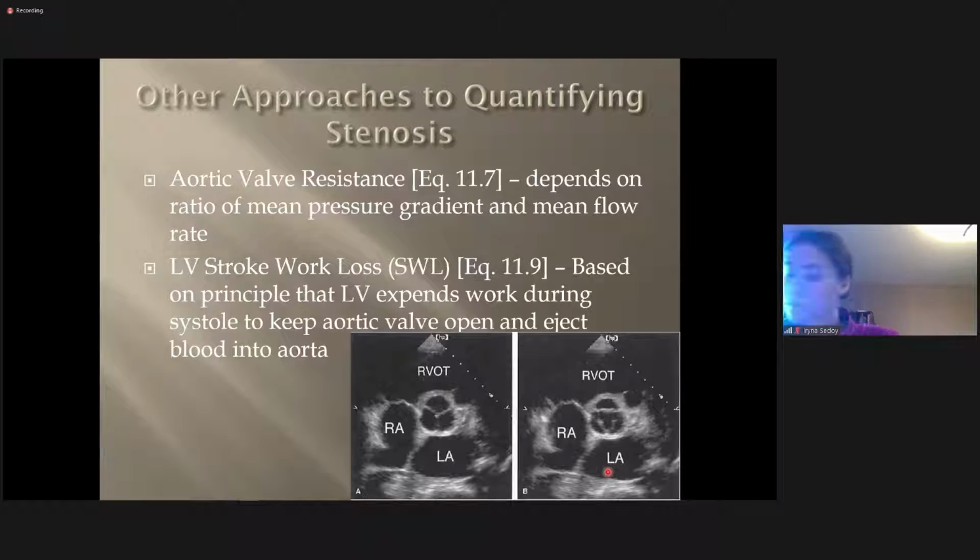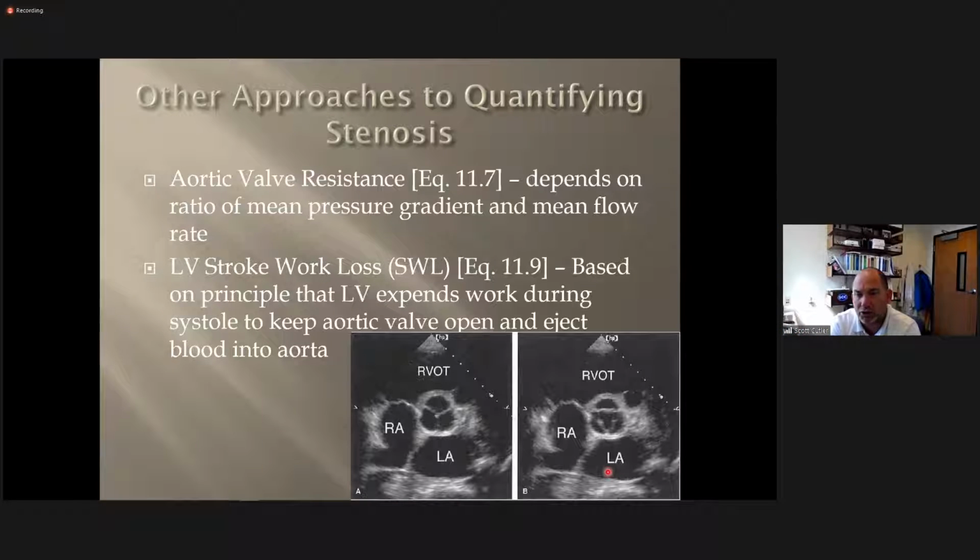Okay, so what are the other approaches to quantifying stenosis? The continuity equation is one way we already talked about. Planimetry is another way. Aortic valve resistance depends on the ratio of the mean pressure gradient and the mean flow rate. These are just in the textbook as other ways. I'm not going to go into super detail, because you're typically going to do the continuity equation, and that's the mainstay. The other ways are just less accurate. The LV stroke work loss formula is based on the principle that the LV expends work during systole to keep the aortic valve open and eject blood into the aorta. That's just the concept of that particular methodology.